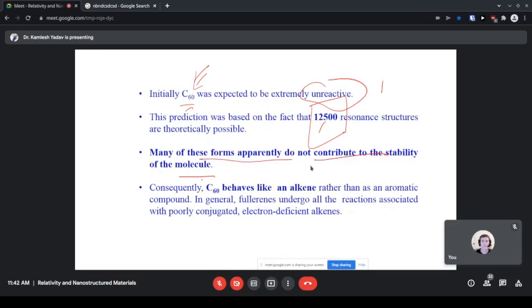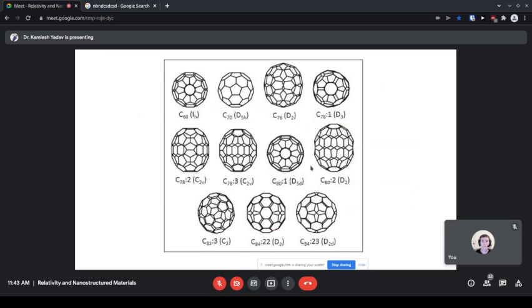C60 is not very stable, it is very reactive, and its reactivity is like an alkene. It is not similar to an aromatic compound; its reactivity is more than an alkane and like an alkene. It can undergo any reaction because of the presence of these double bonds.